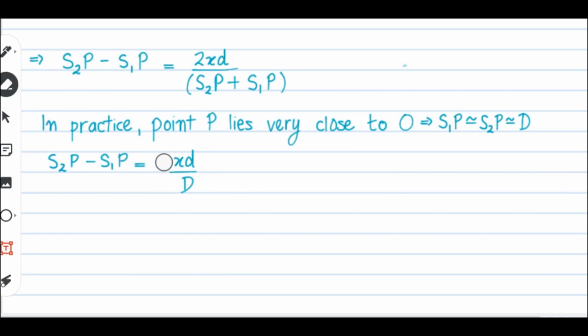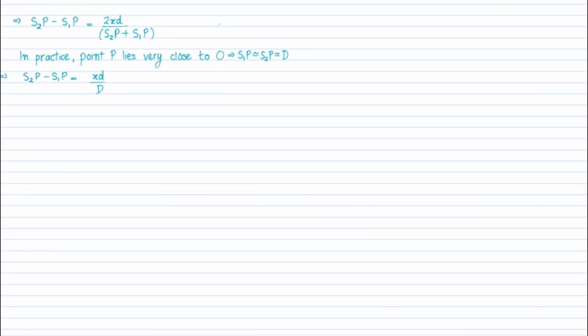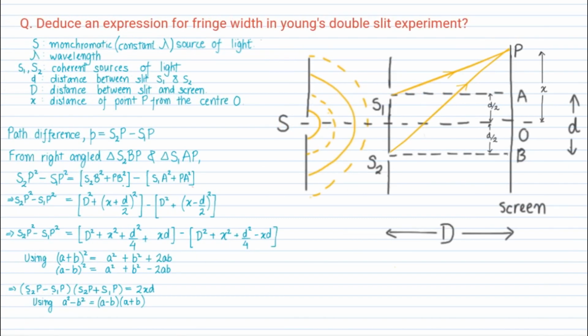Fine. So S2P minus S1P equals to x d upon D. Now let's go back and check what is this S2P minus S1P. S2P minus S1P is what? It is the path difference.